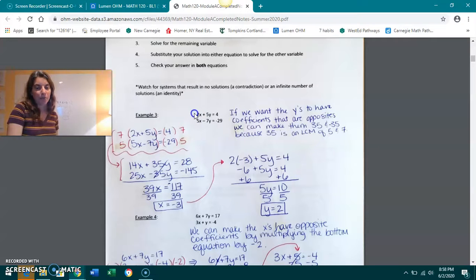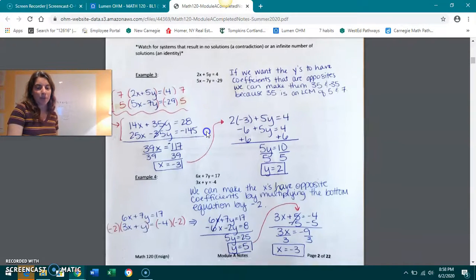So, for example, I could have multiplied the top equation by -5 and the bottom one by +2. I would have ended up with a -10x on top and a +10x on the bottom. So you might want to do it that way just as practice to make sure you get the same answers.